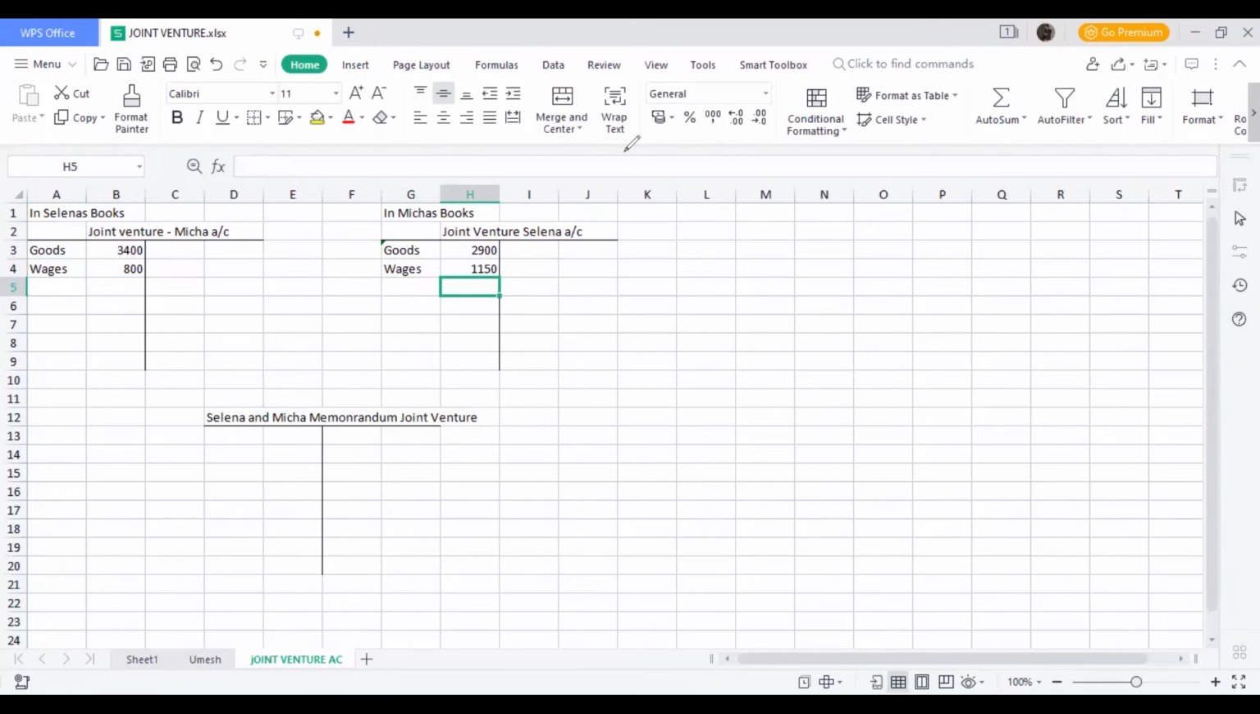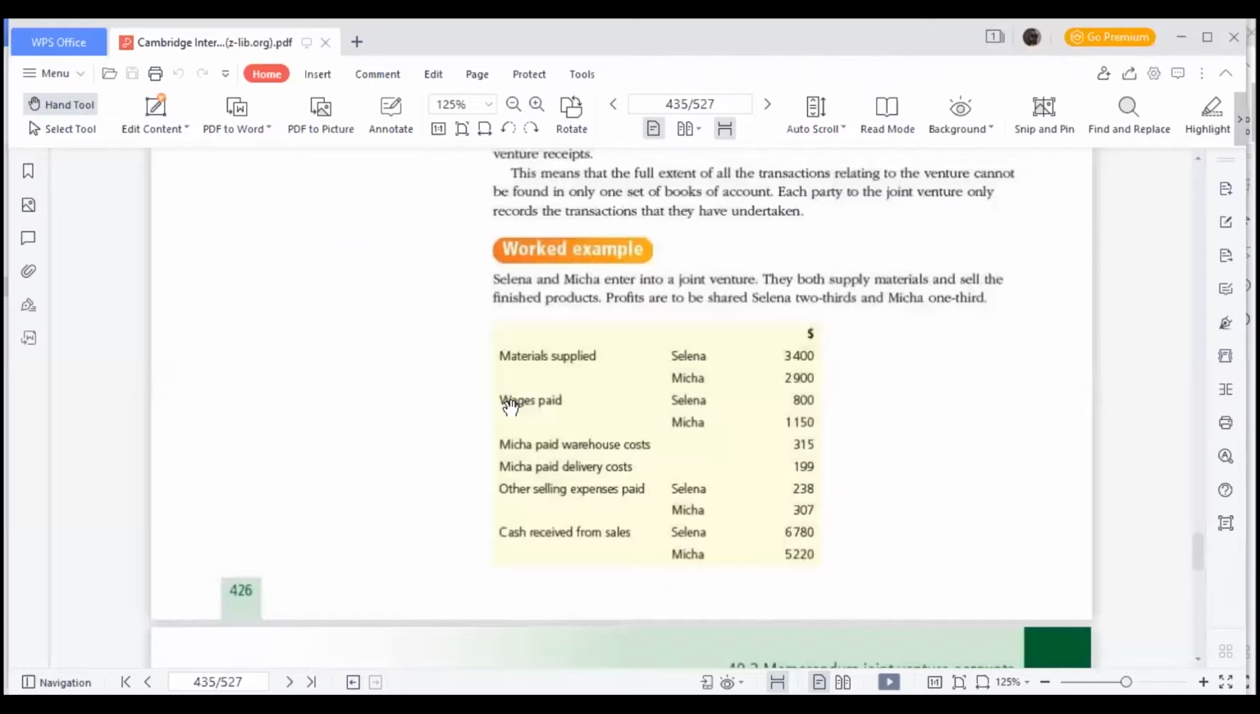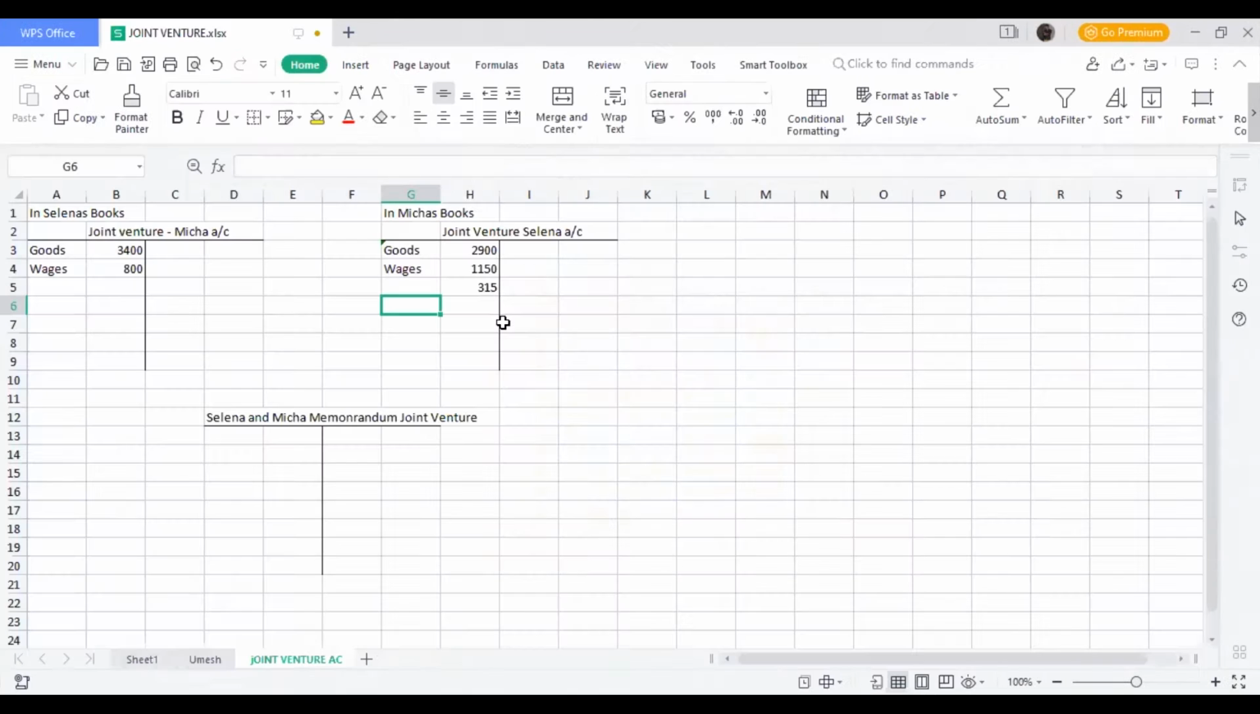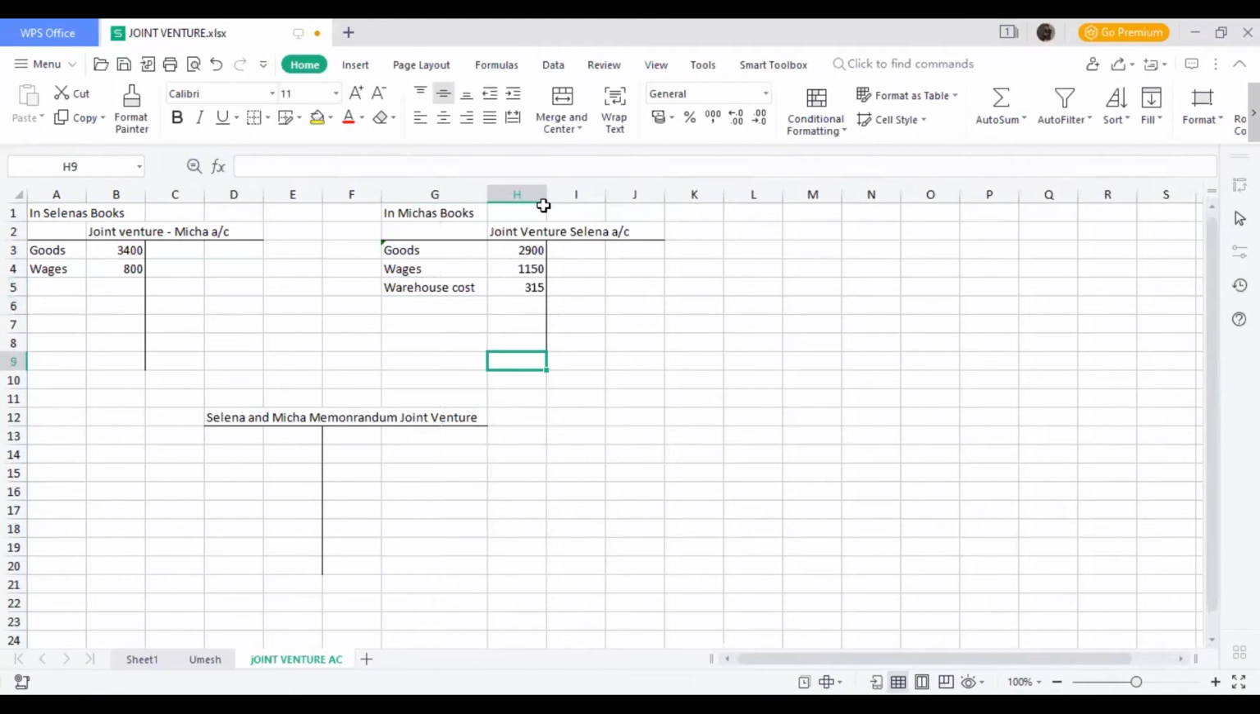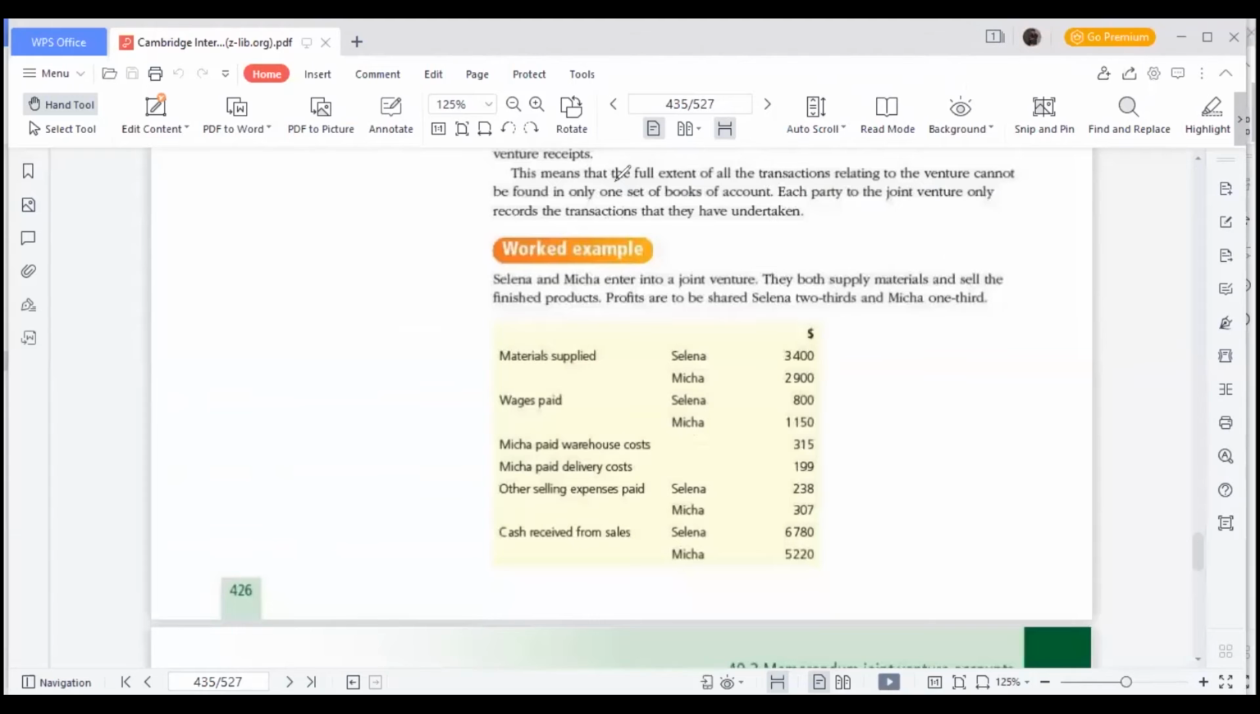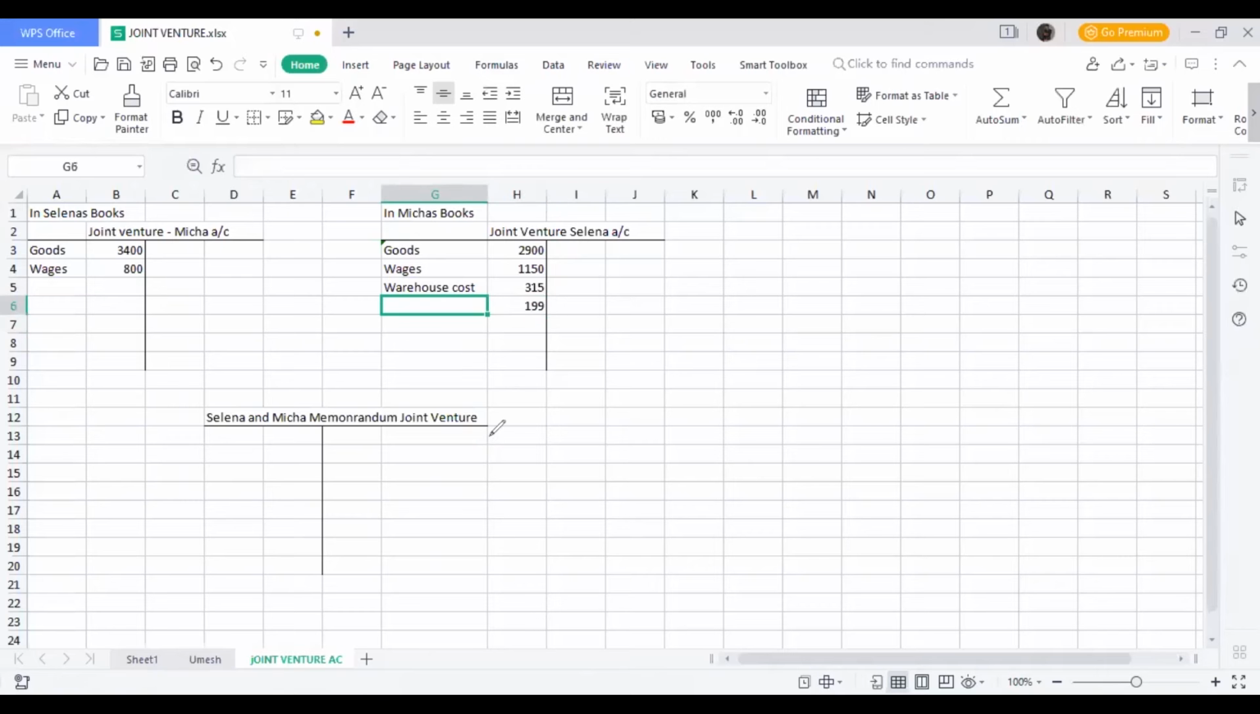After recording, I'm not yet done with the adjustment. I have a few more adjustments to be done. Misha paid warehouse cost 315. So Misha is paying a warehouse cost of 315. So I'll write here warehouse cost. Then we have the next adjustment. Misha paid delivery cost 199. So we should record that as well. 199 delivery cost.